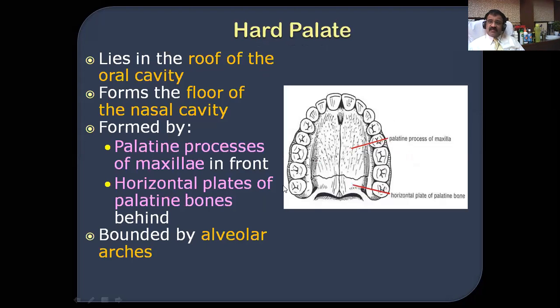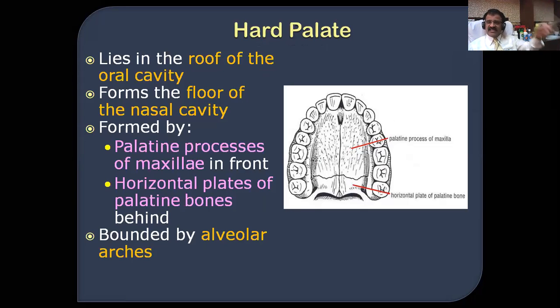Now we'll see the hard palate. It lies on the roof of the oral cavity. You can see here hard palate, and चार plates are बघा. It forms the floor of the nasal cavity because above that there is a nasal cavity. It is formed by palatine process of the maxilla in front. So these are the two palatine processes of the maxillary bone.